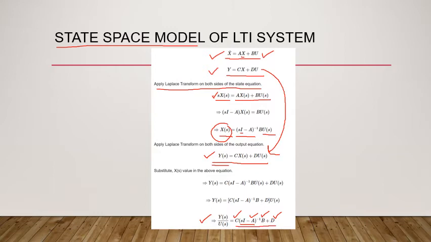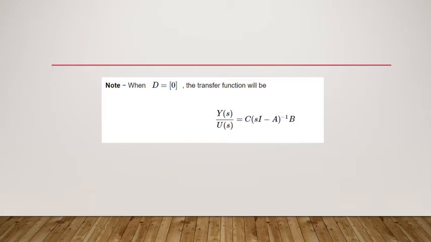So this is the manner in which the state space model is represented for an LTI system. In case the value of the D matrix is given as 0, then the value of the transfer function would be this much, because the value of D is substituted as 0 in the previous expression.